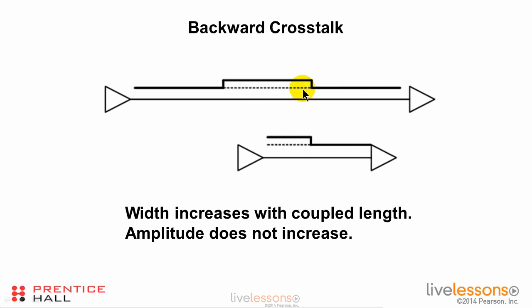Now note that the coupling point moves forward, but then the signal that is coupled moves backwards. And so the width increases with the coupled length, and in fact, the width is twice as long as the coupled length, but the amplitude is not increasing at all.